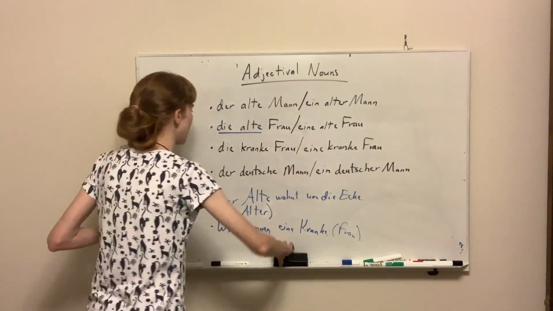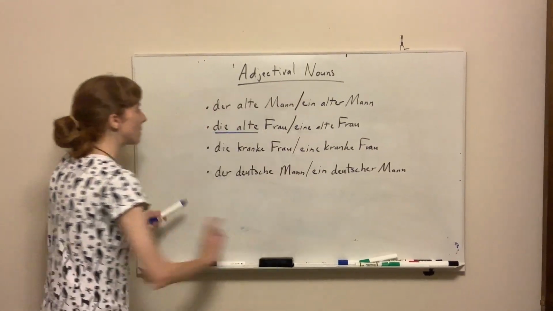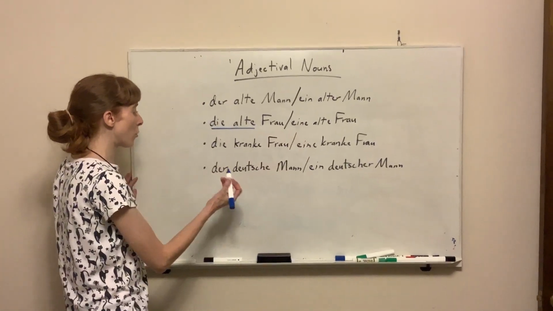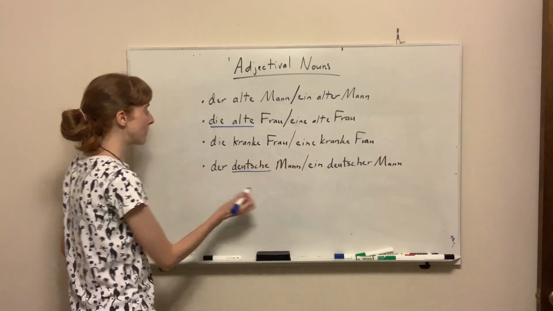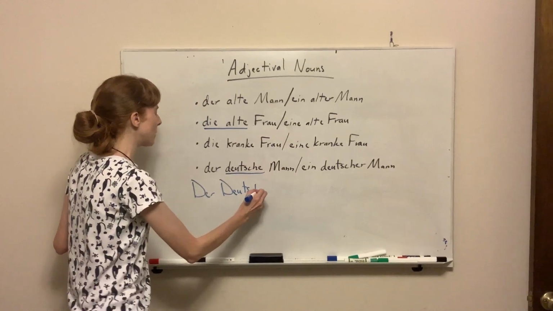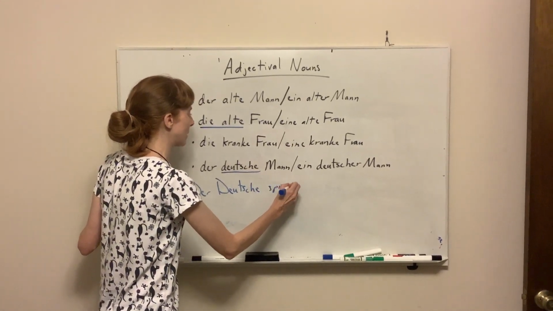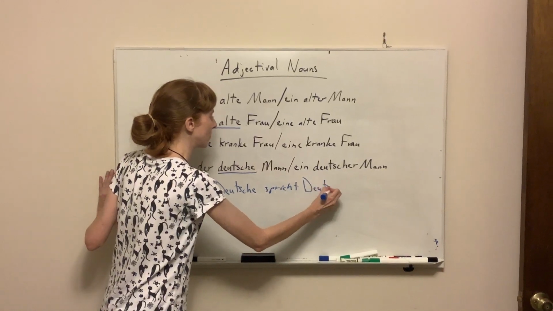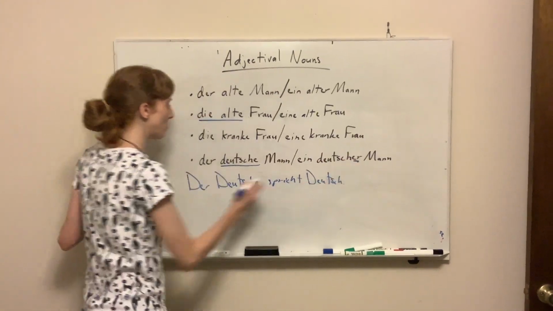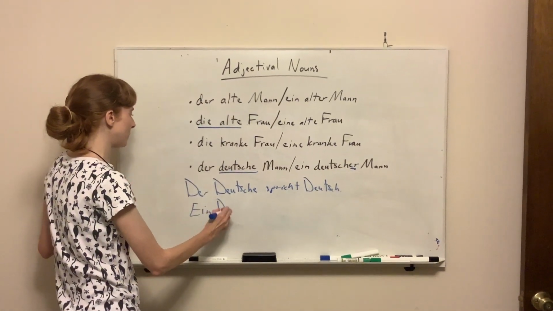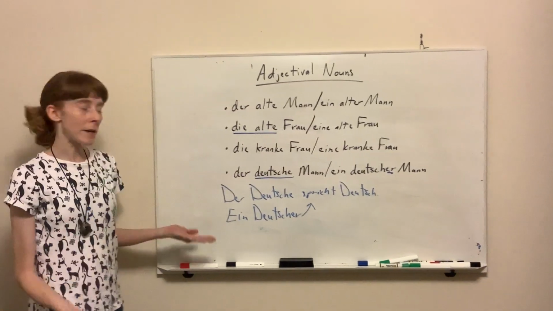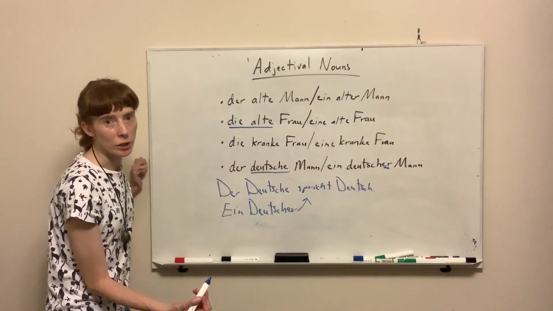Now, Germans use this a lot, especially with nationalities. So, der Deutsche. This is probably one of the more confusing ones, but the word for German is technically an adjective. Der Deutsche. And we capitalize it because it's now a noun. Der Deutsche spricht Deutsch. The German speaks German. Now, if I want to say a German, remember I've got to take that ending with me. Ein Deutscher spricht Deutsch. If it would be a female, I would have die Deutsche.